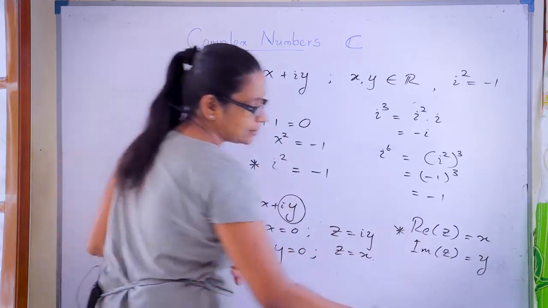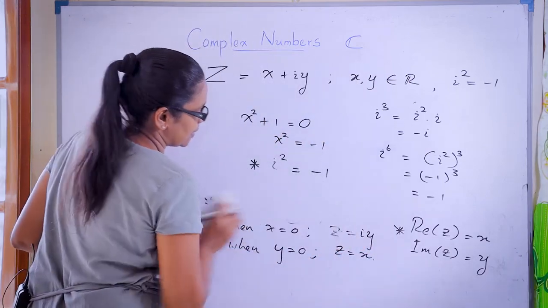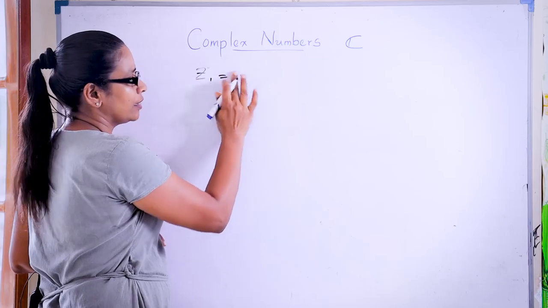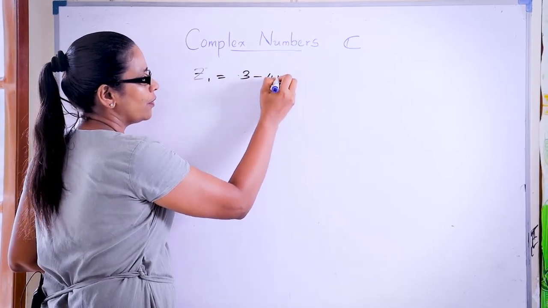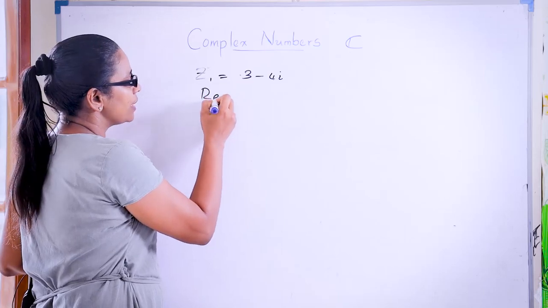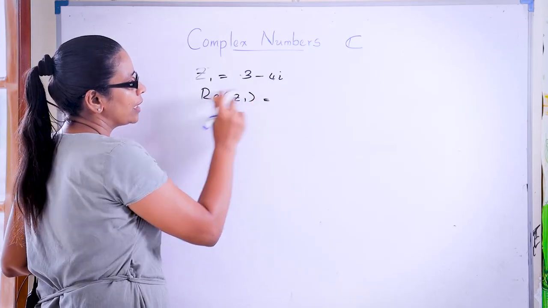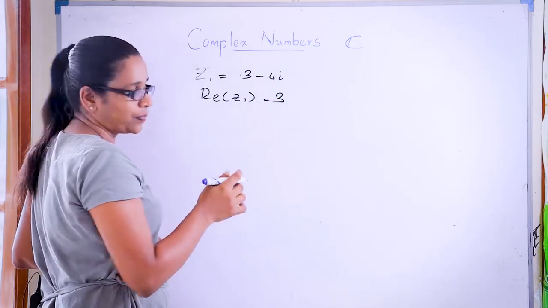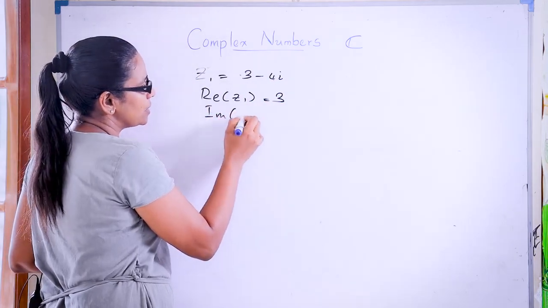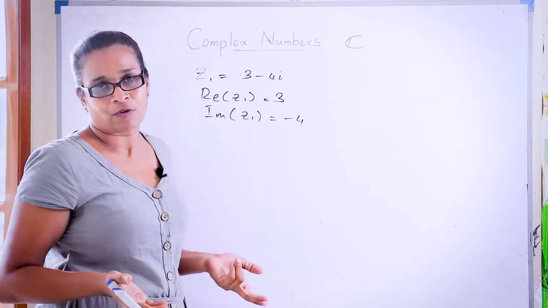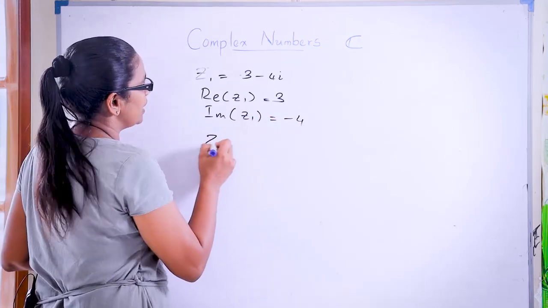So let's talk about a few examples. If I write Z1 equal to 3 minus 4i, what is the real part of Z1? The real part of this complex number is equal to 3. And if I write the imaginary part, I have to write it as minus 4. So you can obtain it like this.